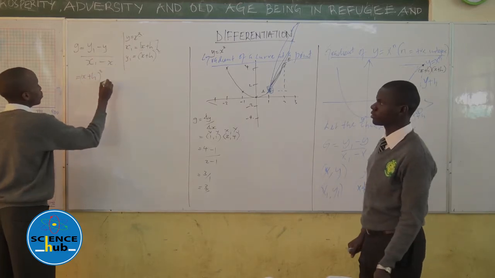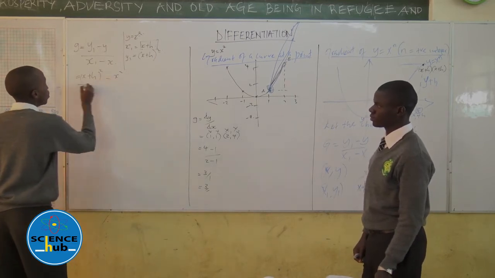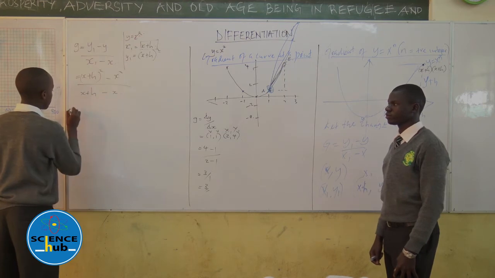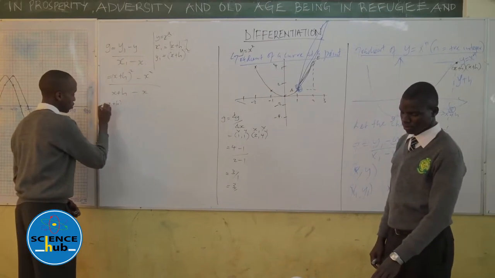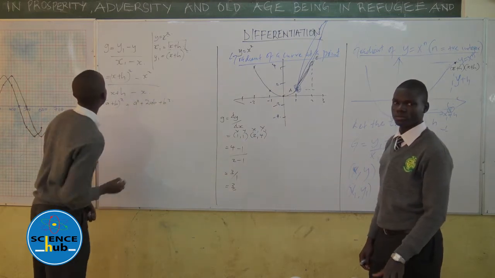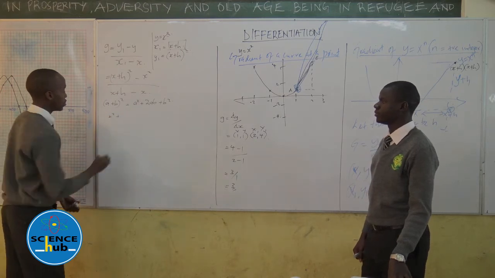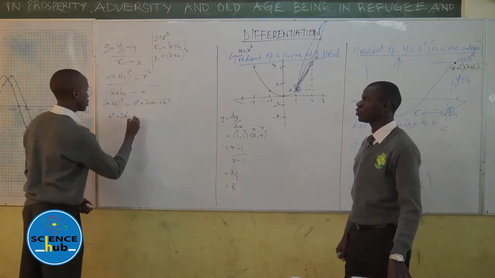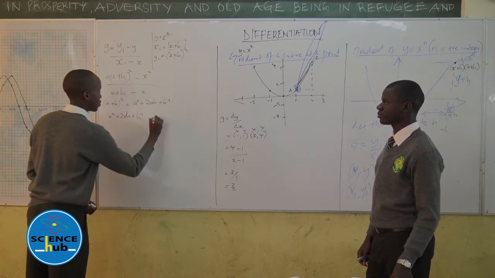So minus our y, which is x squared, over x1, which is x plus h minus x. As we were taught in form 2, (a plus b) squared equals a squared plus 2ab plus b squared. So it will be the same with this one. We're going to have x squared plus 2xh plus h squared, and for that, minus x squared.